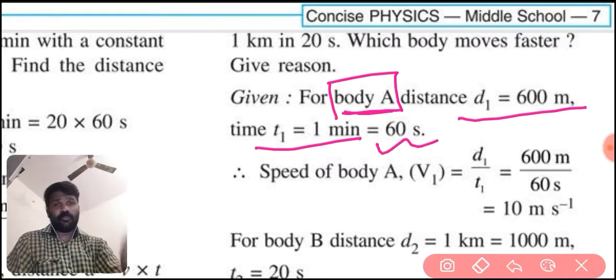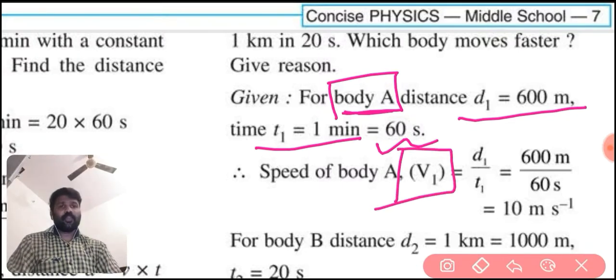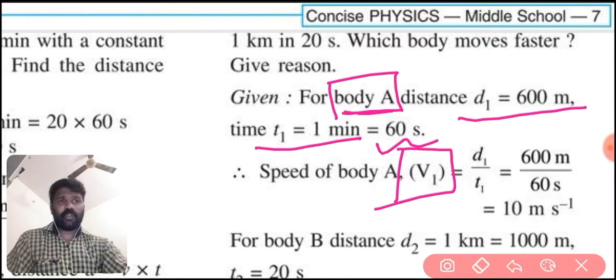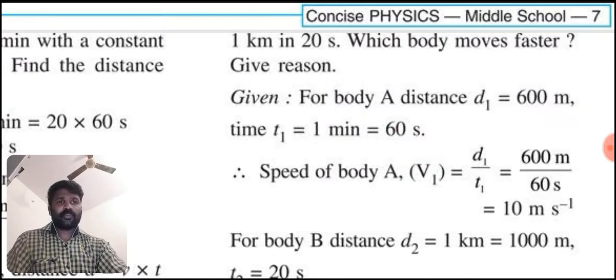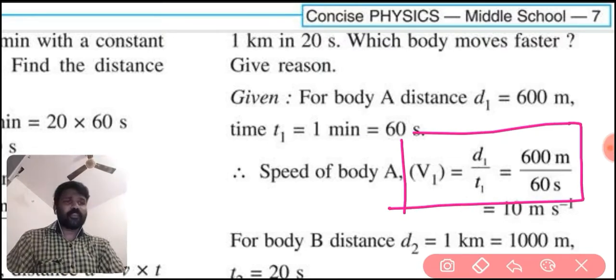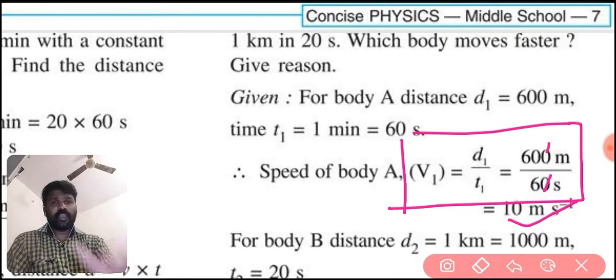The speed of body A, suppose that is V1, is equal to d1 upon t1. d1 is already given here, and t1 is 60 seconds. So by using this formula, 600 meter divided by 60 seconds. By doing the calculation, we will get the final answer 10 meter per second. That is the speed of body A.